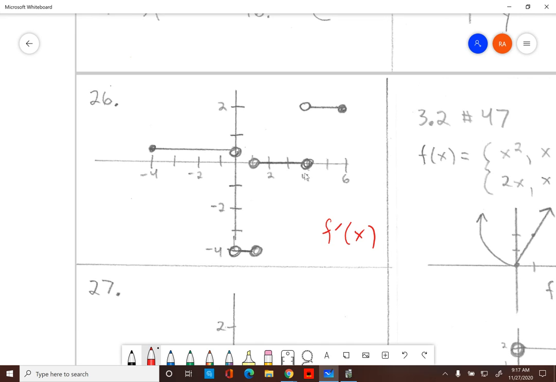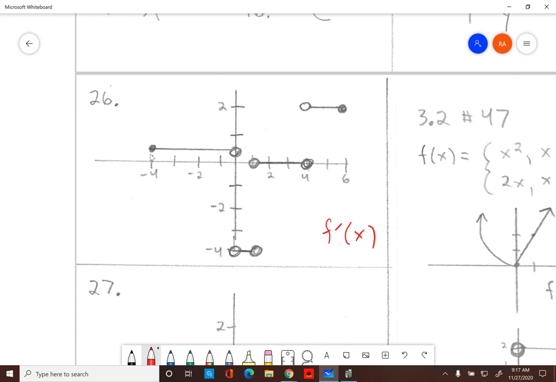And then from 4 to 6, let's see. So from 4 to 6, that line segment goes from 4, negative 2 to 6, negative 2. So it goes up 4 over 2. So up 4 over 2 is a slope of 2. So again, since all of the original graph has line segments, you're going to have constant slopes in each of those segments. So the derivative graph is just going to be these horizontal lines with those different y values, the slopes of the original line.